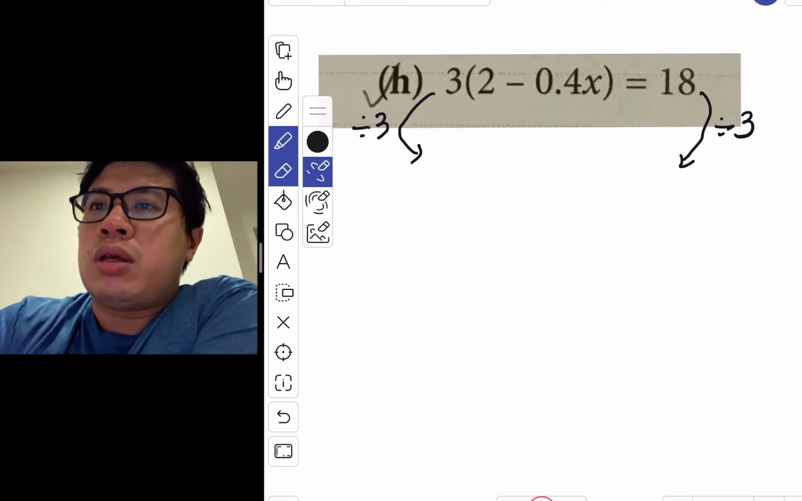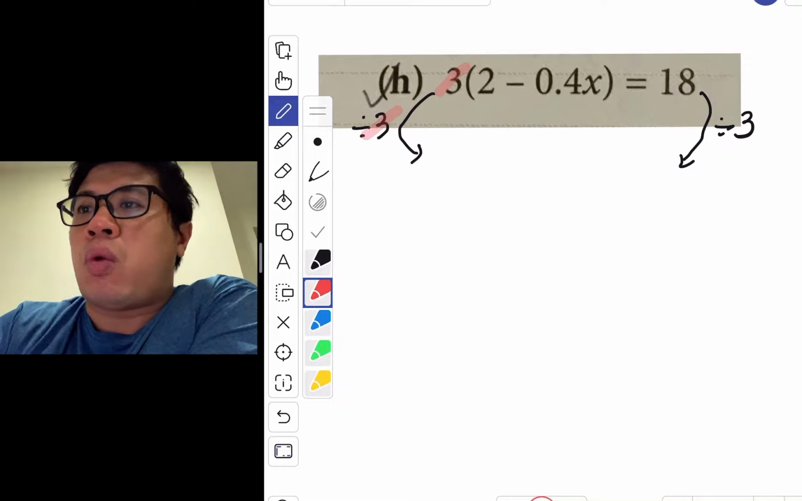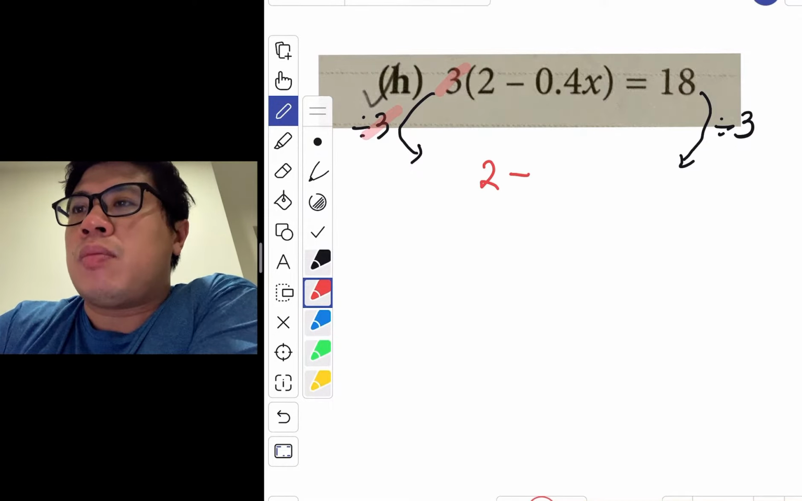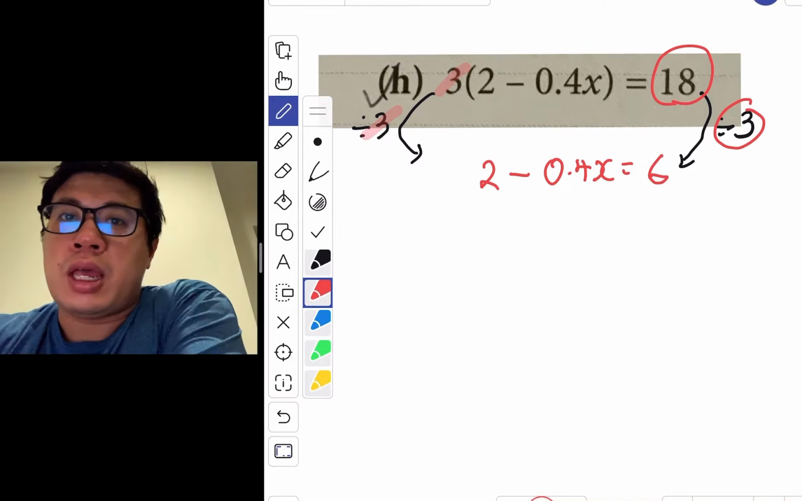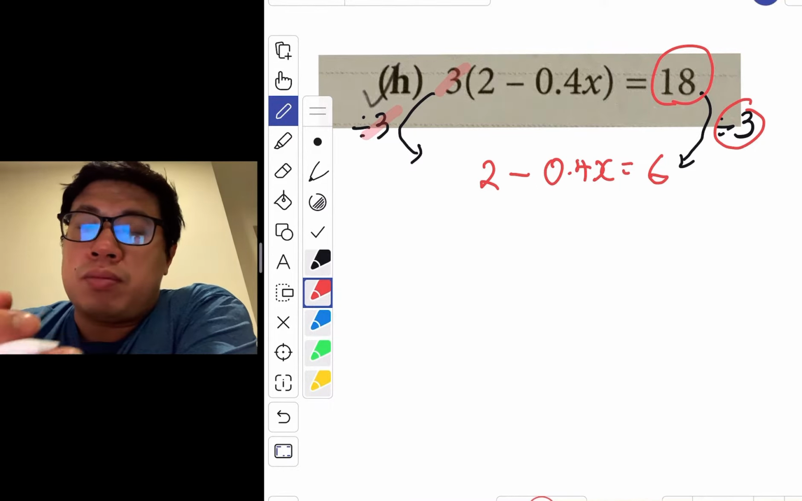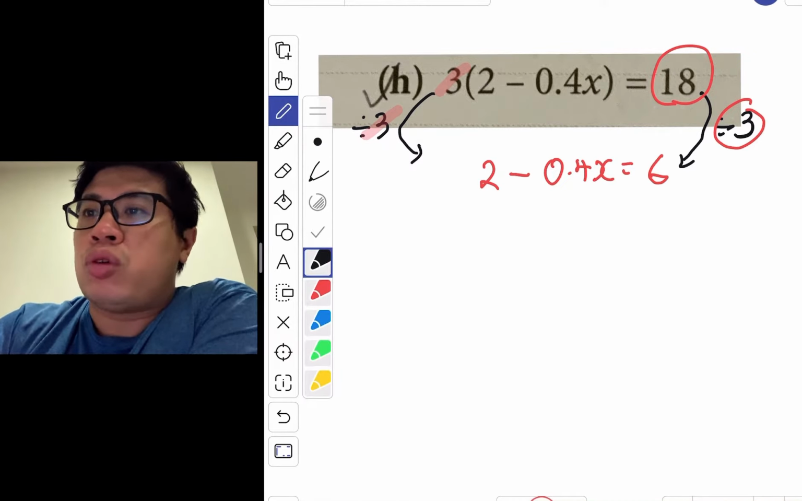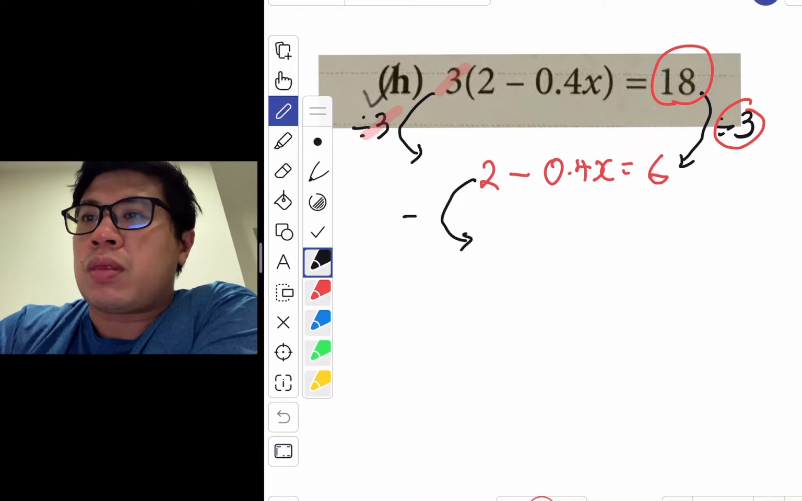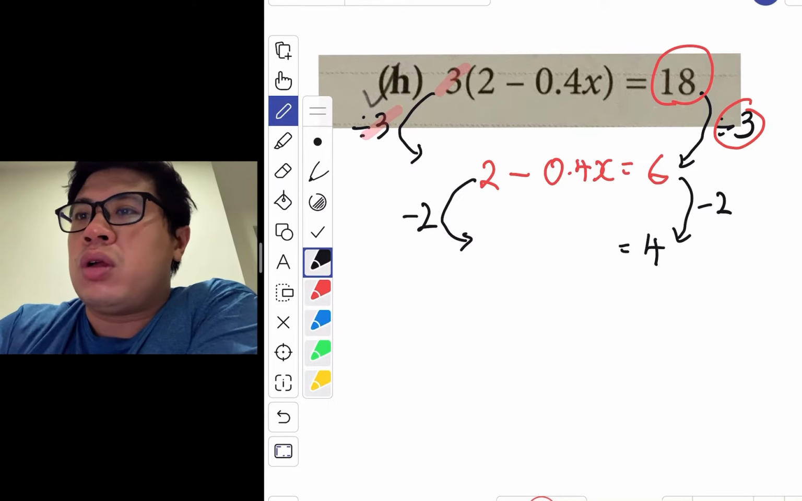So 3 divided by 3 gives me basically just 1. So I'm left with 2 minus 0.4x on my left hand side, and if I take 18 divided by 3, that gives me a 6. Okay, now the next part what I can do is I see that there's a 2 here, so I'm going to subtract 2 on both sides. That's the guy that's further away, minus 2. So 6 minus 2, that gives me a 4.